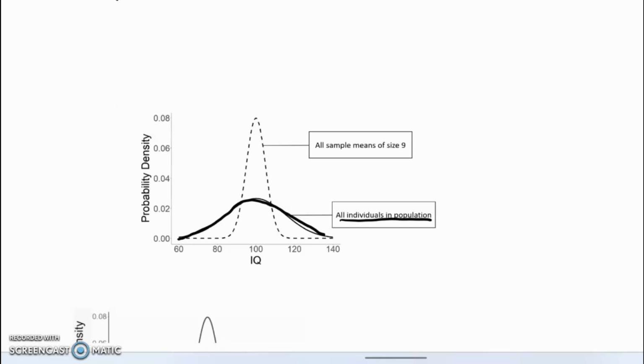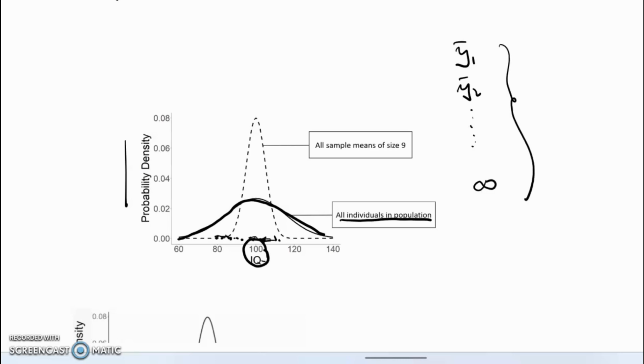There's all individuals in the population, normally distributed, mean 100, probability density shown on this axis, and sigma is equal to 15. Now, let's pretend I could go out there and take a sample of size 9 from that normal distribution and calculate y bar 1. And I could take another sample of 9 from that distribution, get y bar 2, continue that process until I had an infinite number of sample means based on sample sizes of 9.